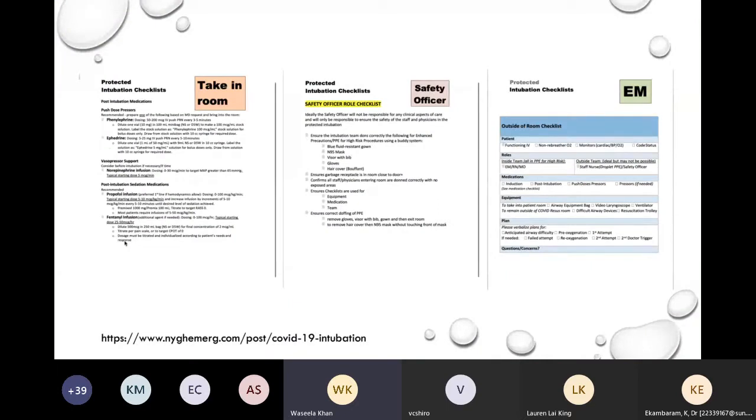What I like about these checklists offered by the New York General Hospital is an extension of the checklist specific for each person in the team and further elaborates procedures to be completed inside and outside the intubating room.